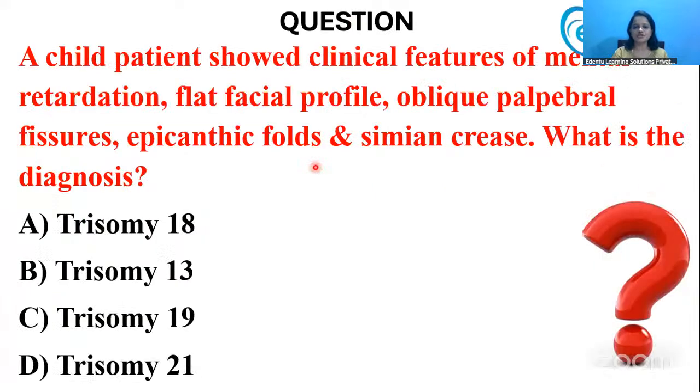A child patient showed clinical features of mental retardation, flat facial profile, oblique palpebral fissures, epicanthic folds, and simian crease. What is the diagnosis? This is also a question that was asked in the NEET MDS 2024 examination. So, the key word here is the simian crease. The simian crease is most commonly seen in Down syndrome, which shows trisomy 21.